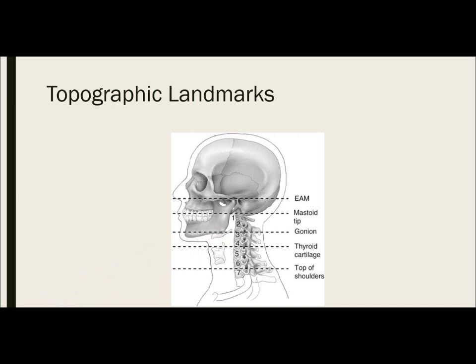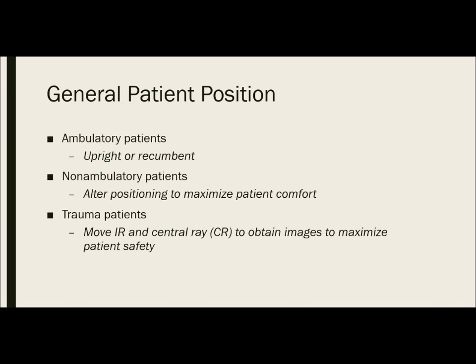So these are some of the topographic landmarks that will help us with positioning for the cervical spine. So our general patient position for these, normally our patients are either ambulatory or non-ambulatory. If they are ambulatory, we can do these upright or recumbent, whichever is easiest for the patient or whichever the technologist prefers to do them. Our non-ambulatory patients, we may have to alter our position to maximize patient comfort, which you'll see some different ways that we have to do them for our trauma projections. And then for our trauma patients, we have to move our IR and central ray to obtain images to maximize patient safety as best as possible.